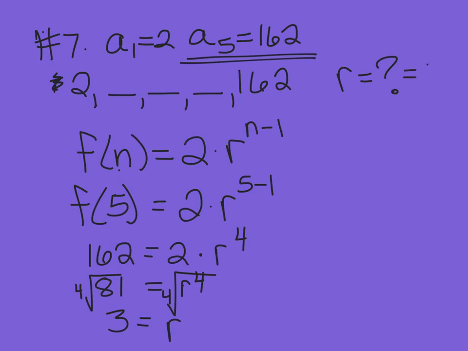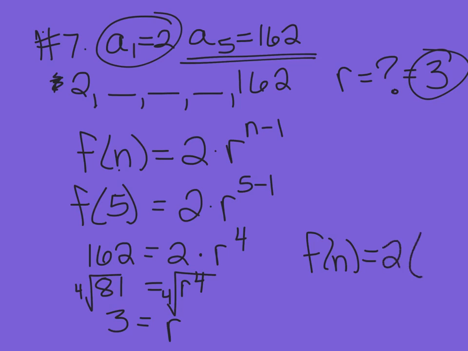r equals 3. And now that we know the common ratio and the first term, then we can go back and write our f of n equals the first term 2. Common ratio is 3, and then it's always n minus 1 power. There's number 7.